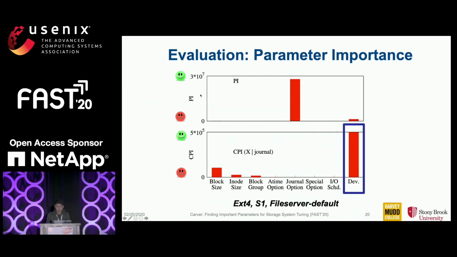Given that, Carver will fix the value of the journal option and calculate the conditional parameter importance for the remaining ones, as shown in the bottom figure. Clearly, the device type is the second most important one.